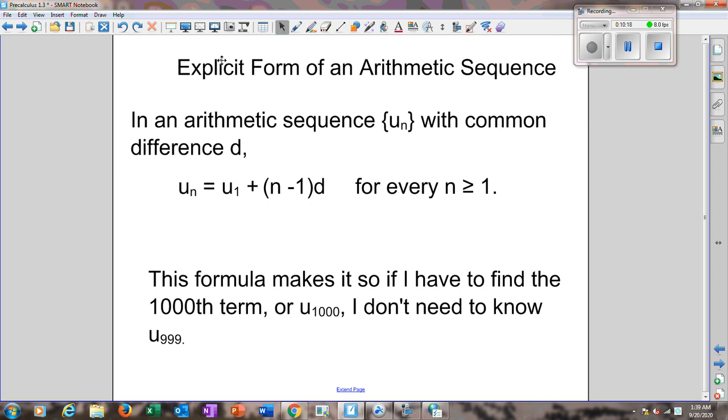So that's where the explicit form comes in and makes it a lot more convenient, whenever we have to find a big number. In an arithmetic sequence, u sub n with a common difference d, we can find u sub n by making it equal to u sub 1, or the first term, plus n minus 1, so the number before the one we're looking for, times d, which is that common difference. And this will work for every n greater than or equal to 1. Again, this formula makes it so that if I have to find the 1000th term, or u sub 1000, I don't need to know u sub 999. I don't need to know the term before 999, so I don't have to find every single term before 1000.